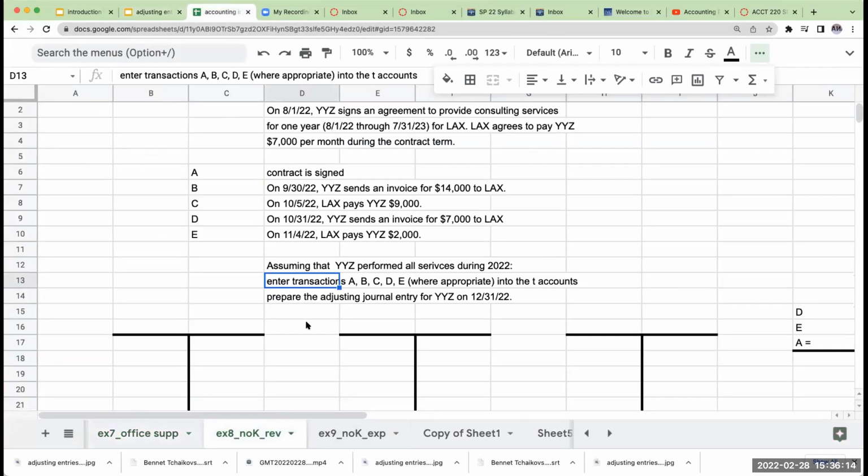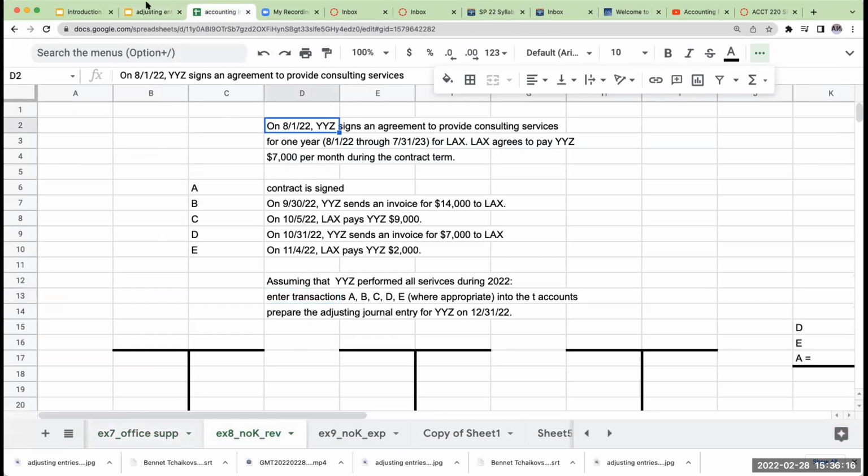Okay, so right over here, on August 1st, 2022, YYZ signs an agreement to provide consulting services for 1 year for LAX. LAX agrees to pay YYZ $7,000 per month during the contract term. So the contract is signed on August 1st. Do we do anything? The answer is no. Why is that? It's because there's nothing going on yet. I haven't performed any services yet. So when the contract is signed, don't have to worry about it.